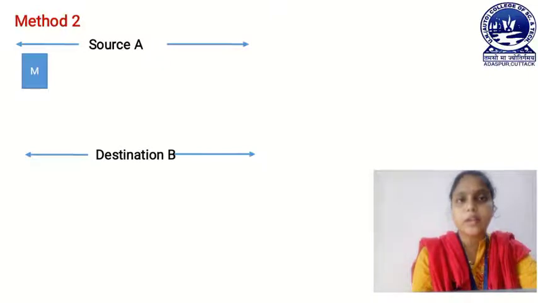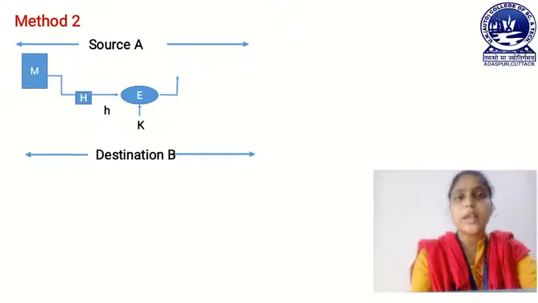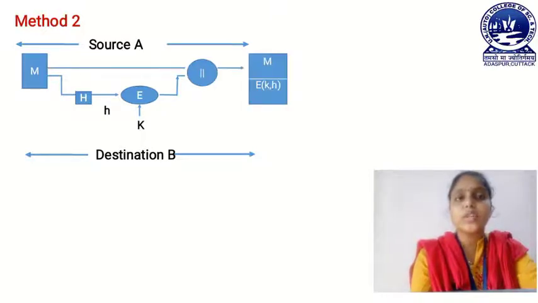Now look at here, the source A calculates the hash value by using the message M. Then after calculating the hash value, the source A encrypts this hash value by using some encryption algorithm and key, that is K. After encrypting the hash value, the source A appends it to the original message. That means here the source A appends the original message with the encrypted hash value. After appending this, the source A sends this value to the destination B.